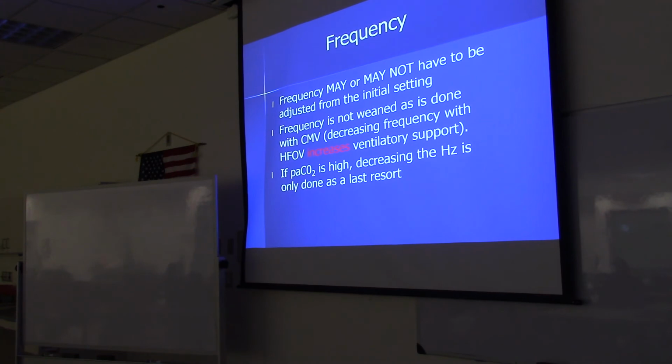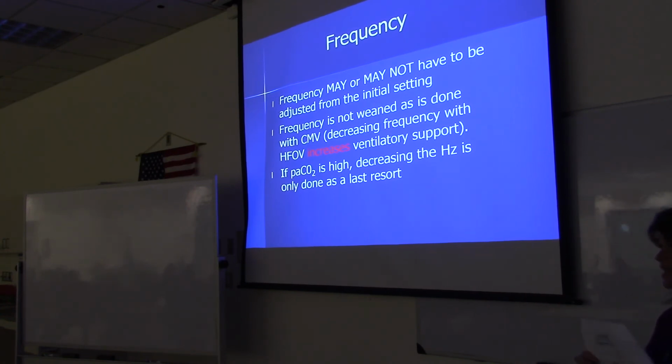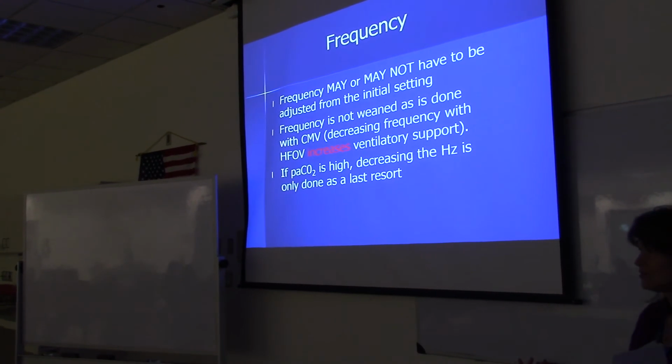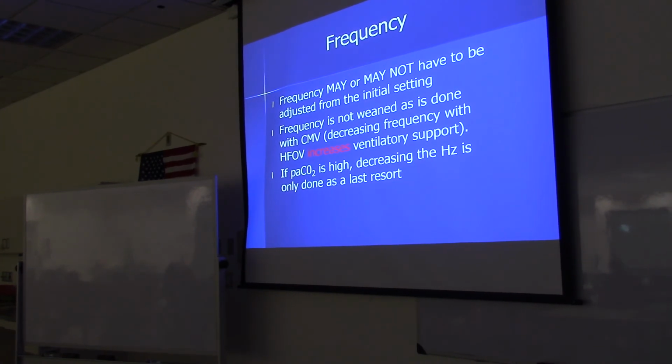So the frequency or the Hertz may or may not be adjusted from the initial setting. Frequency is not weaned, as is done with conventional mechanical ventilation, where you turn the rate down. Because if you turn the rate down or the frequency down, you're actually increasing ventilatory support with this. So that's a big difference. If I ask you to compare conventional ventilation with high frequency oscillation, what is the difference between them? You would say if you turn down the Hertz, you're actually giving a bigger tidal volume and more ventilation.